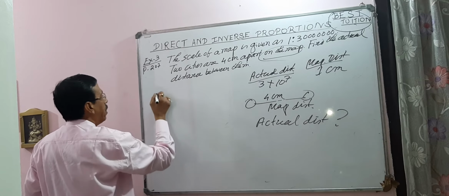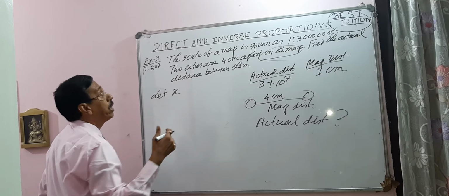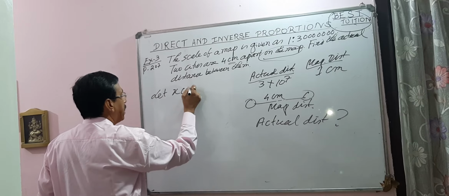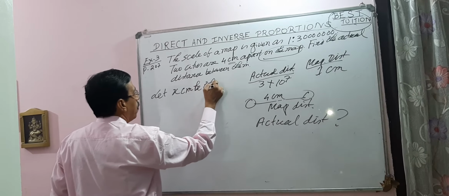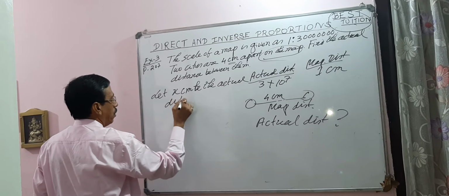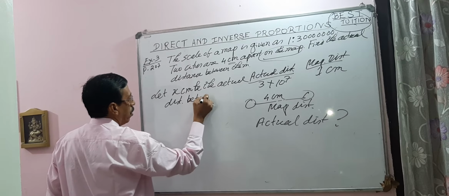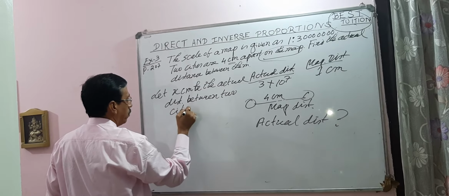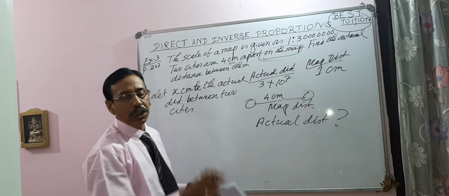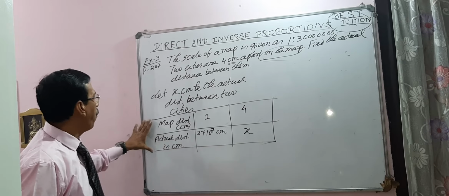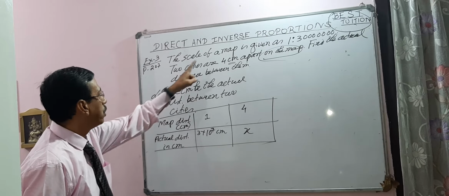So I shall write, let x centimeter be the actual distance between two cities. Okay? Now let us tabulate this information on the table. So I have tabulated this information, what is given here.